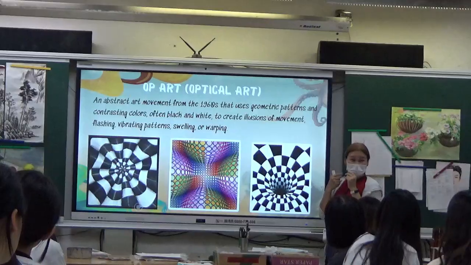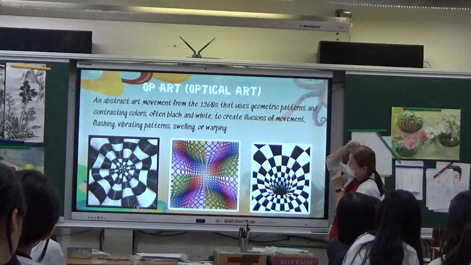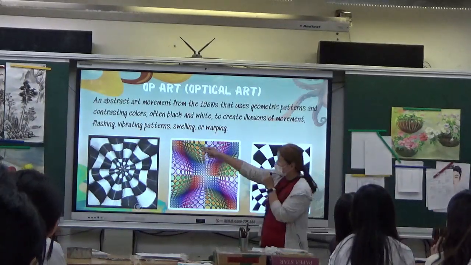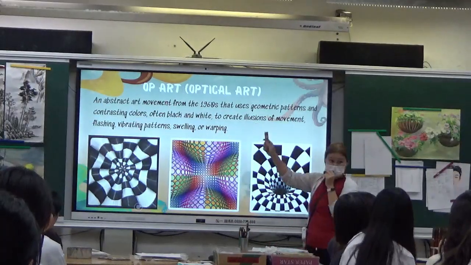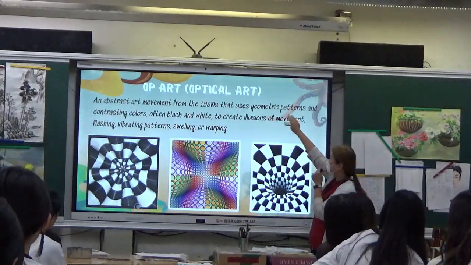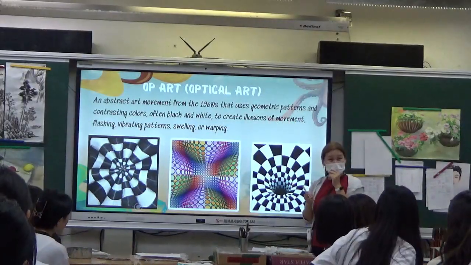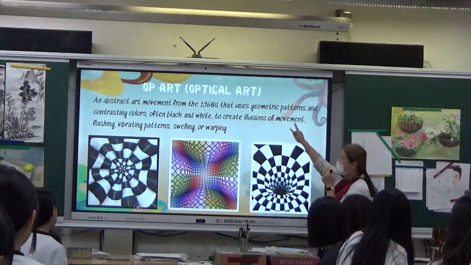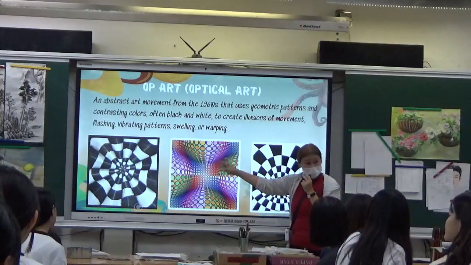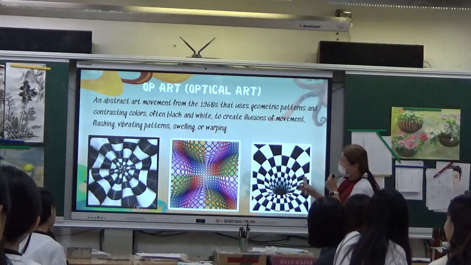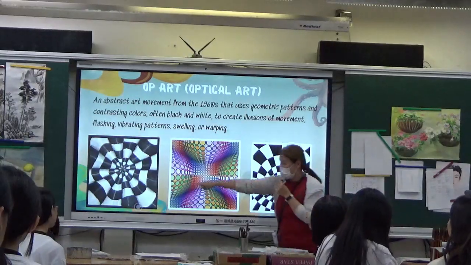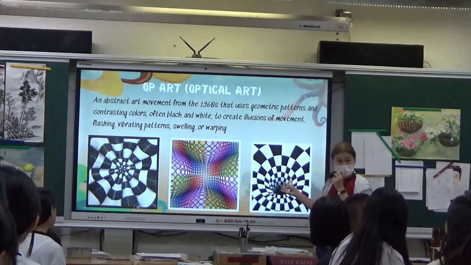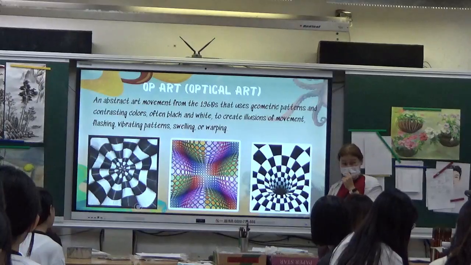Another way of creating this optical illusion art is what is called op art or optical art. It's an abstract art movement from the 1960s, and it uses geometric patterns. Geometric means you draw a square, circle, triangle, right? Using that kind of pattern and color, we play with the color to create illusion. Sometimes like this, it's actually flat, but looks like it's wavy, right? Or maybe this one, it seems like there's a hole, but actually it's not.